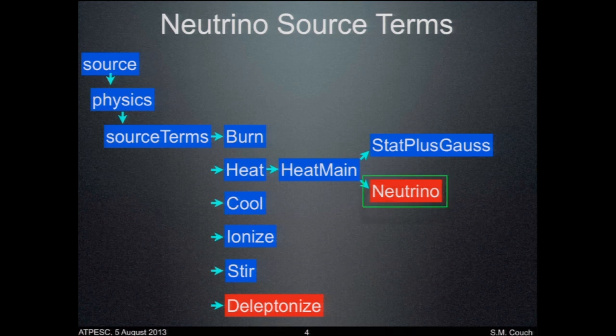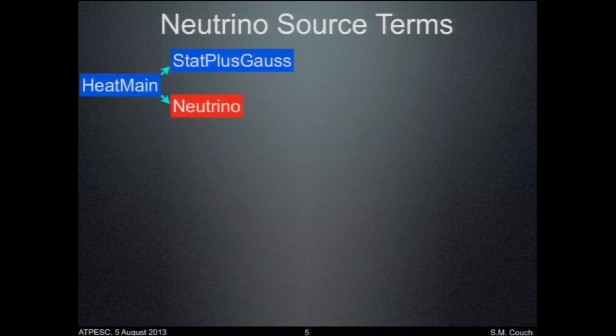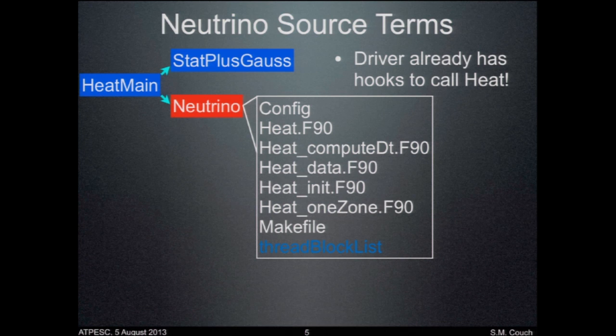So let's talk first about neutrino heating. Now, since this is a subunit underneath of heat main, the driver already has the hooks to call heat.f90. So we're replacing heat.f90 with our own implementation of heat.f90 within the neutrino subunit. And so that's going to overwrite the default implementation, which if you haven't included heat is just a stub. So that's where the physics is going to go on. Anything that's a capital here, heat, the hooks are already there in the code because this is an alternate implementation of an existing source term, the heating source term.